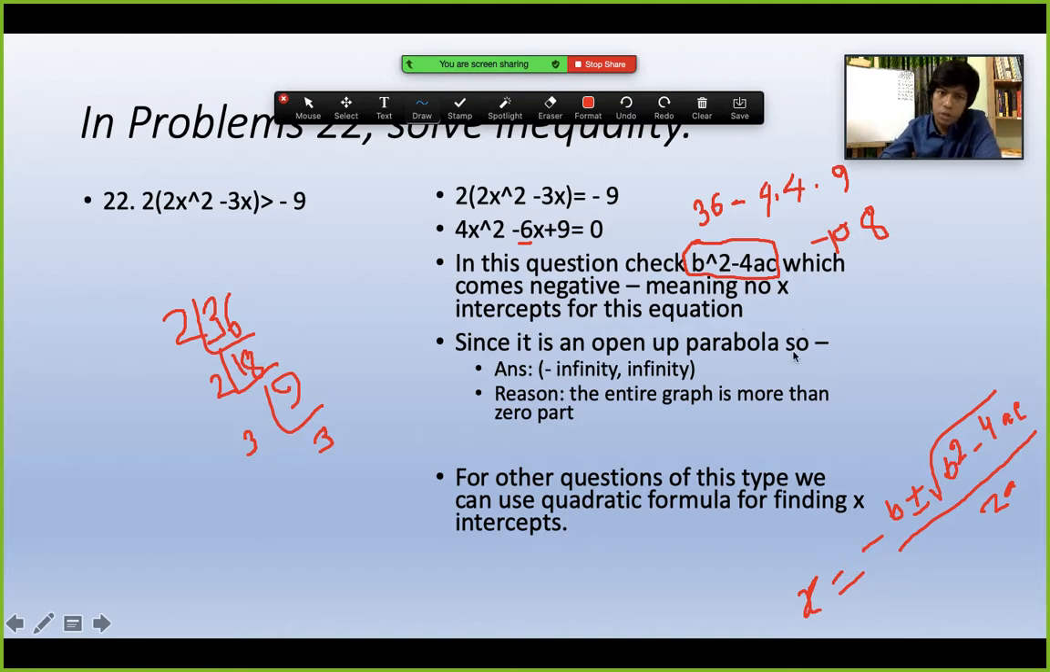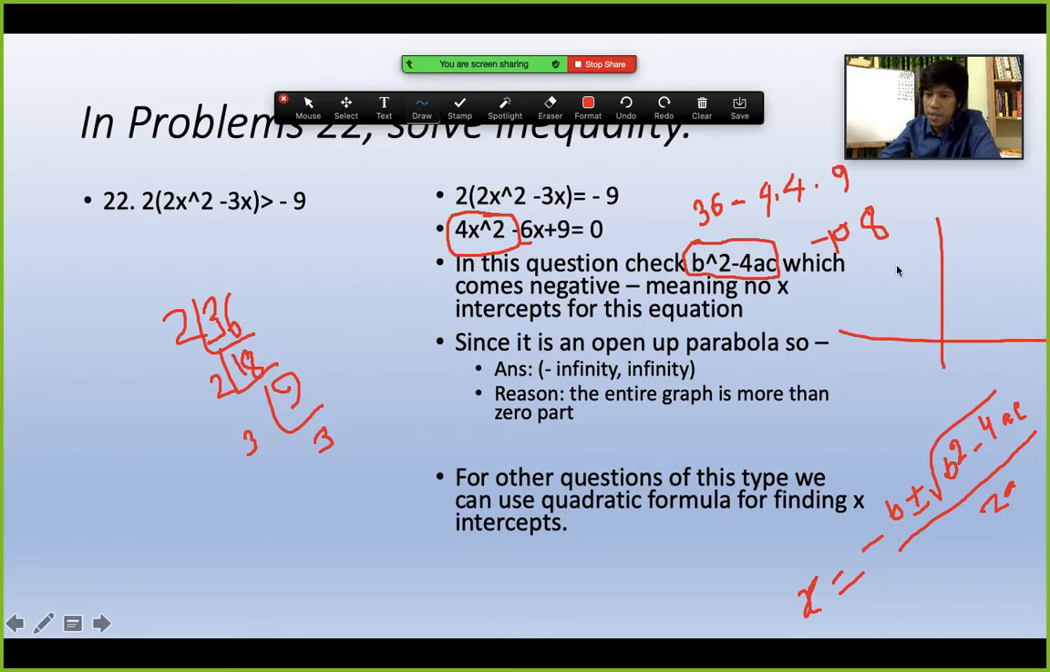Since in this question we do not have an x-intercept, and you can see that this is 4x square, positive, that means it is an open up parabola. So our question is, where is this function greater than 0?